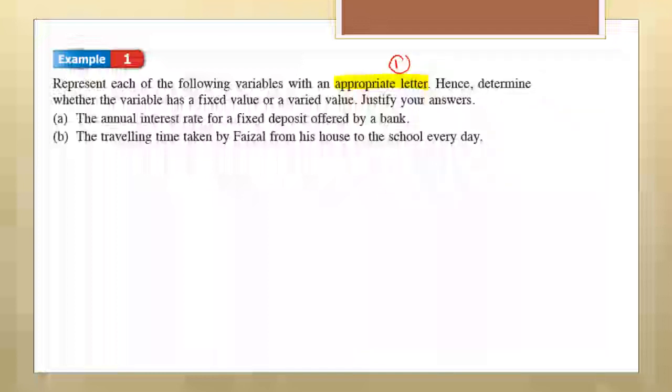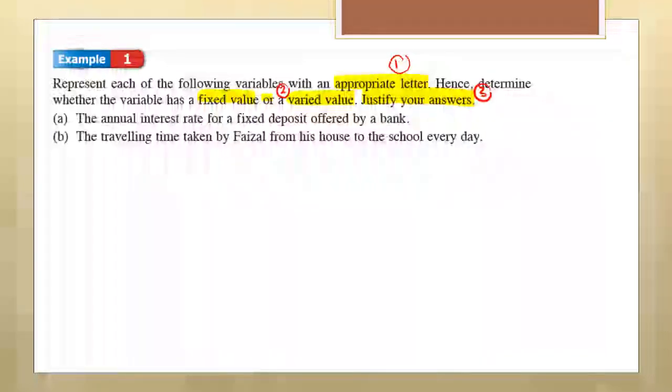And then the next thing you need to do, you're going to determine whether the variable has a fixed value or varied value. Alright, and the last thing, you're going to justify your answer. So basically there are three tasks that you need to do. The first one with appropriate letter. The second one, you're going to say whether it has a fixed value or varied value. And the third task, you're going to justify your answer.